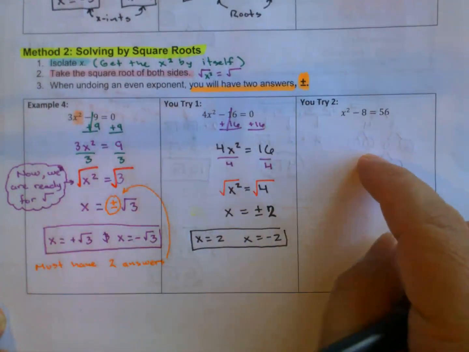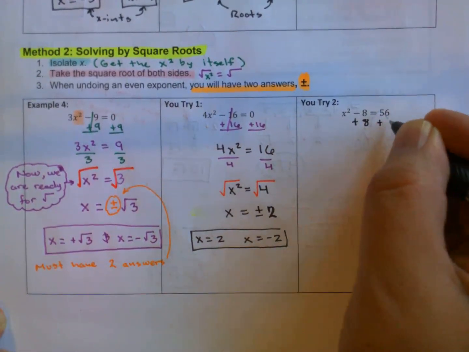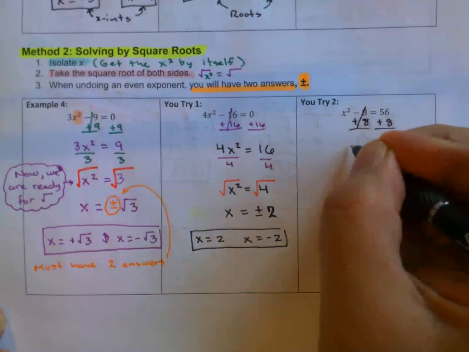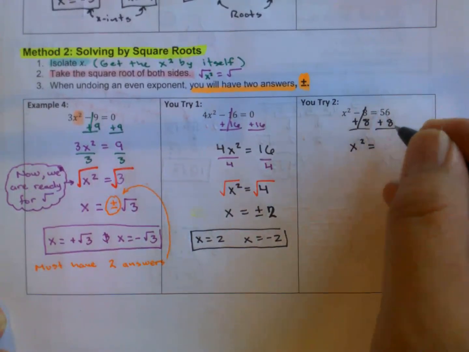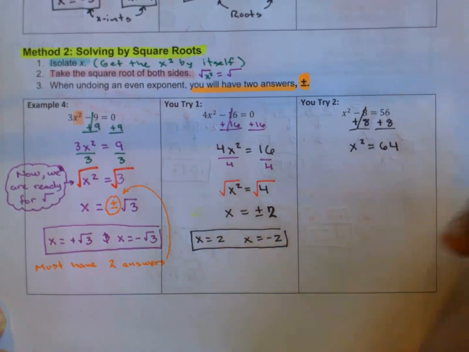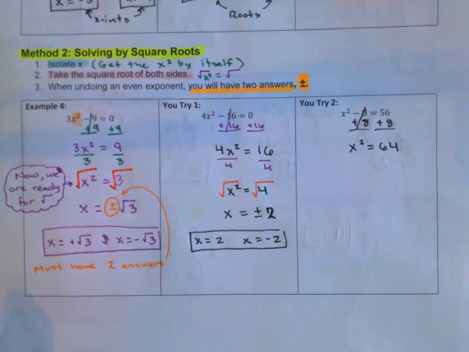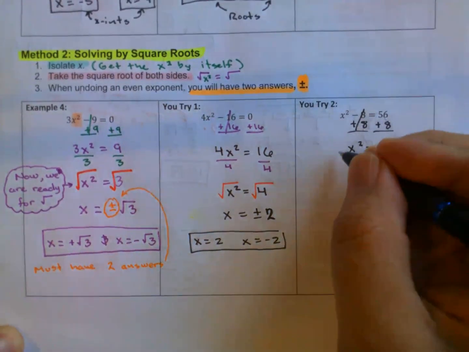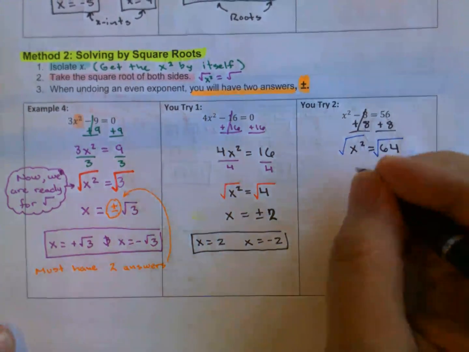So yesterday you had this one as a U try, but just as a reminder, look, we would add the 8 to both sides. The idea is you cannot bring in the square root too early. 56 plus 8 is 64. Now that the x with the power of 2 is by itself, that's when we can bring in square roots on both sides. And of course, we're supposed to get two answers.